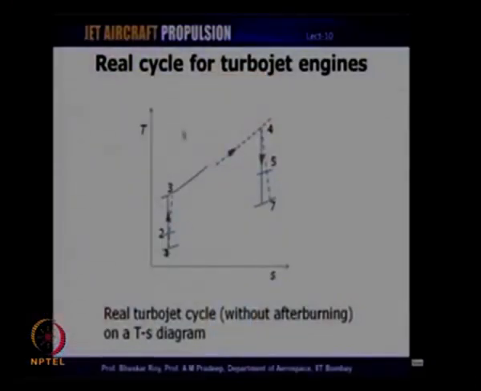What I have shown here are both the ideal as well as the real processes. Those shown by the dotted lines are the real processes. The ones in solid line are what we had seen earlier, the ideal process. The cycle begins at station A, which is the far upstream or free stream, and then the compression goes on all the way up to 3.